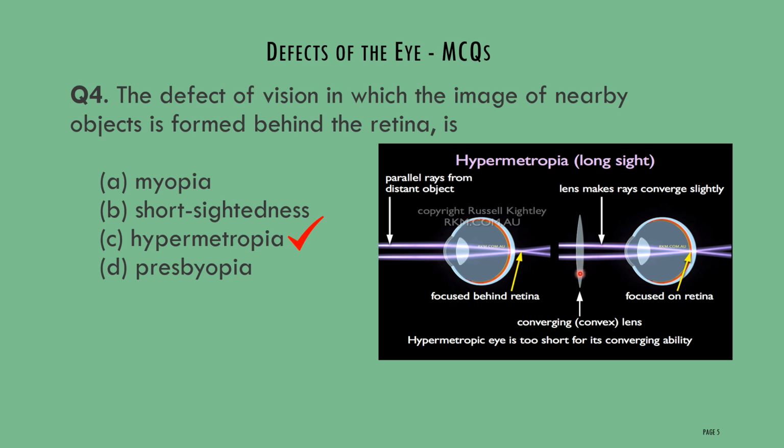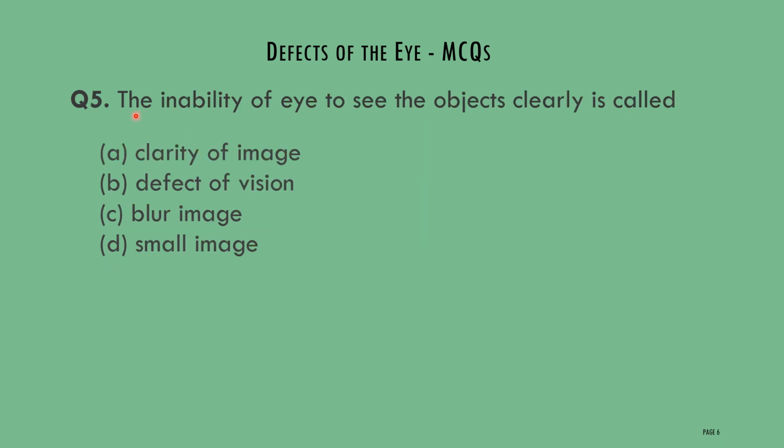How will it be corrected? It will be corrected using a convex lens. When you use the convex lens, the image will form once again exactly on the retina. This point also you have to remember. Let us see the next question.